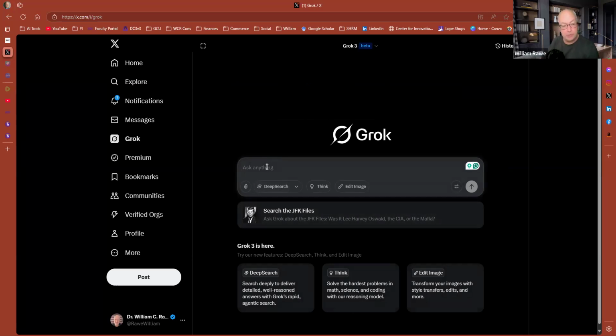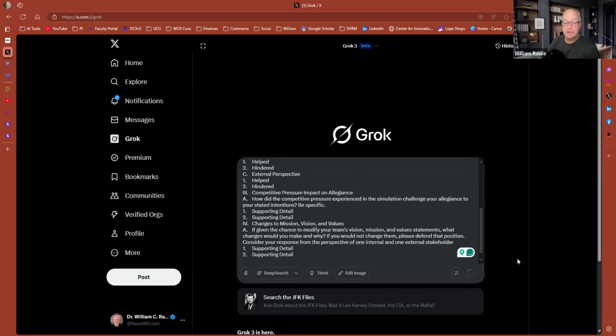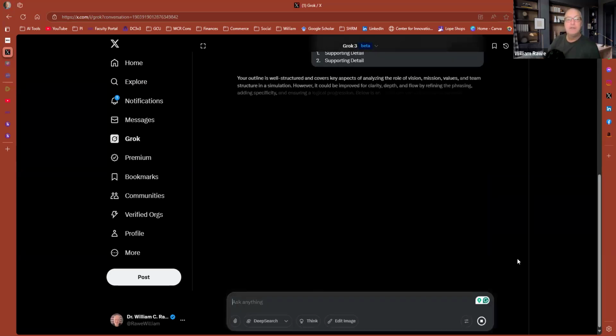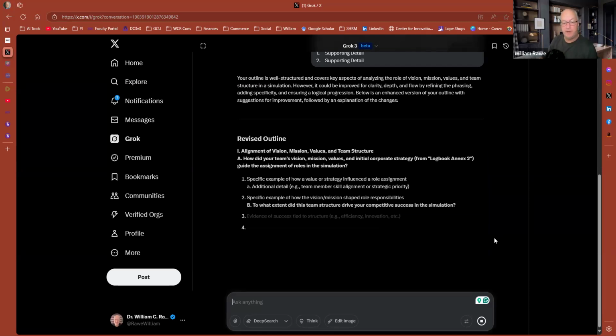When you go into your AI tool, you're going to do, and from there, so I'm asking it, how can I improve this outline? So what I'm going to do, I could copy this whole thing. Or in most of these tools now, you can attach the document. So if I paste that in, I go in here and it gives me a revised outline.